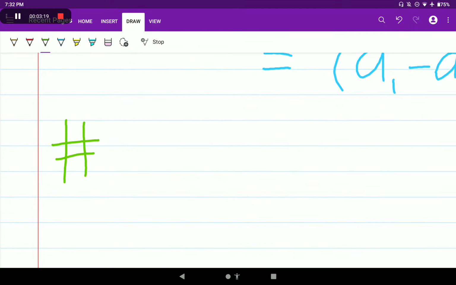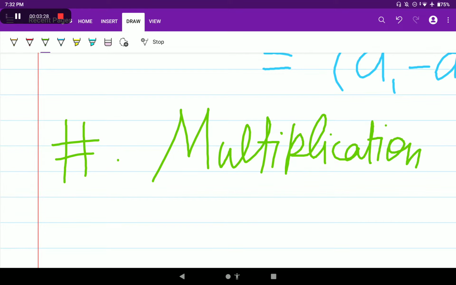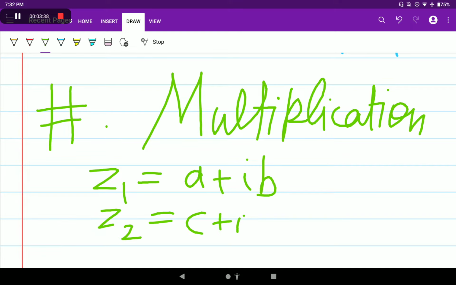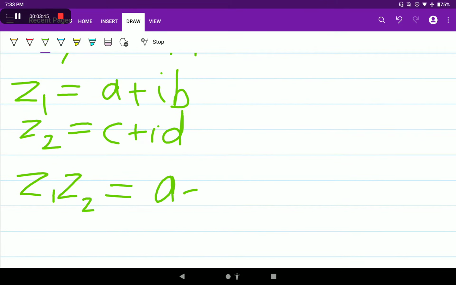Next we have multiplication. So now let's take two complex numbers, z1 equals to a plus iota b and z2 equals to c plus iota d. Now z1 into z2, so we have to just multiply simply. a plus iota b, c plus iota d.